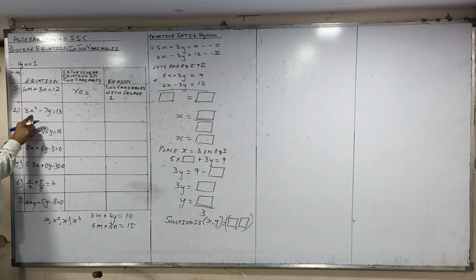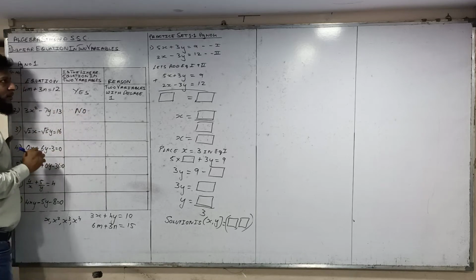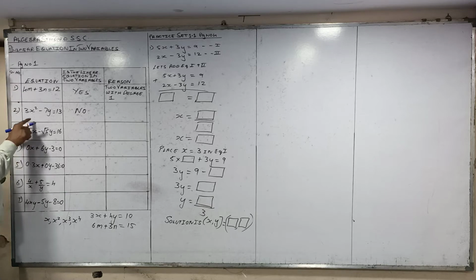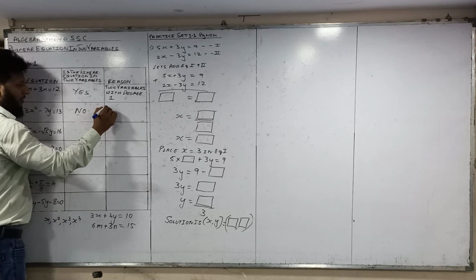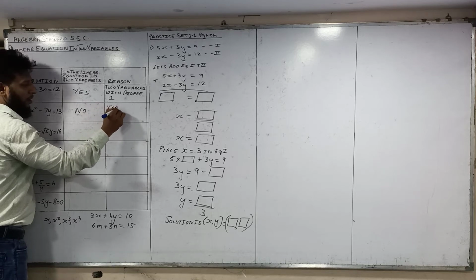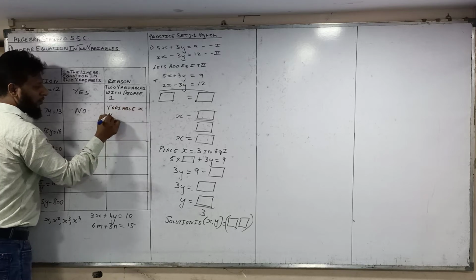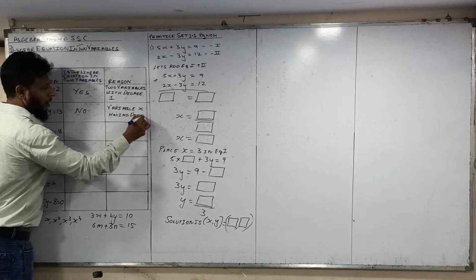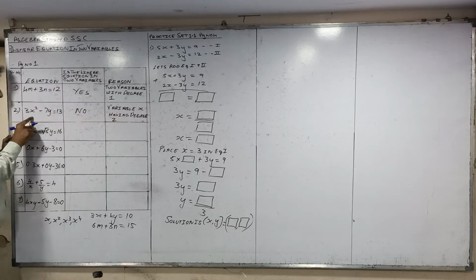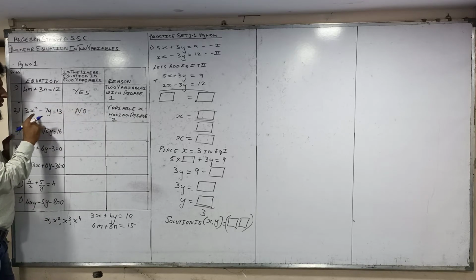Okay, see here, x raised to 2. There are two variables, x and y, but x is raised to 2. So no, it is not a linear equation in two variables. For a linear equation, the degree should be 1. It is compulsory. So x has degree 2. Okay, x raised to 2. So it is not a linear equation in two variables.